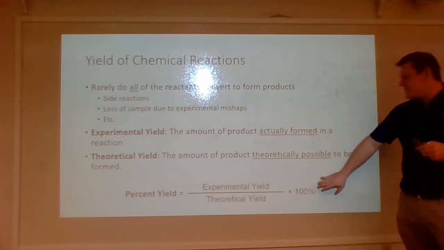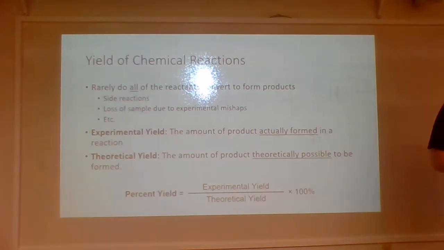The closer your percent yield is to 100%, the better. A 100% percent yield would mean that your experimental yield, the amount that you actually produce, would be equal to the theoretical yield, which is the amount that you expect. A very low percent yield would indicate that you lost a lot of your sample or lost a lot of your product due to any manner of reason.